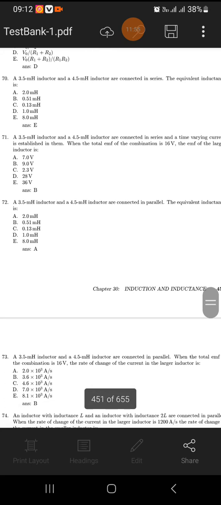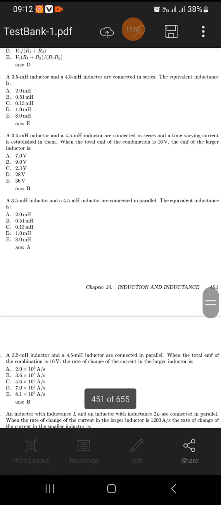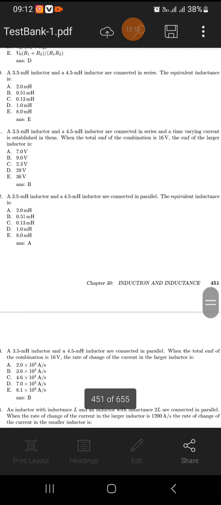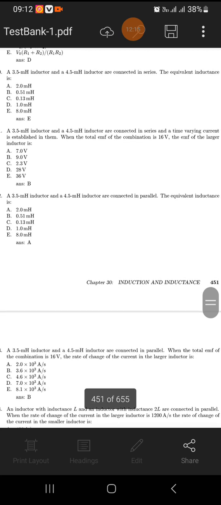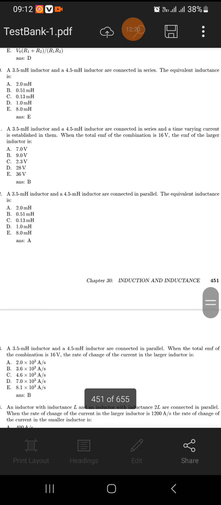A 3.5 millihenry inductor and a 4.5 millihenry inductor are connected in series, and a time varying current is established in them. The total EMF of the combination is 16 volts. The EMF of the larger inductor is what? It is B, which is 9.0 volts.